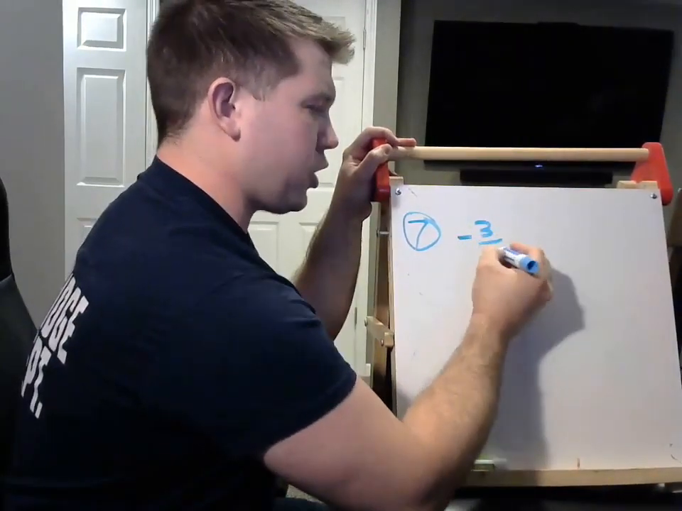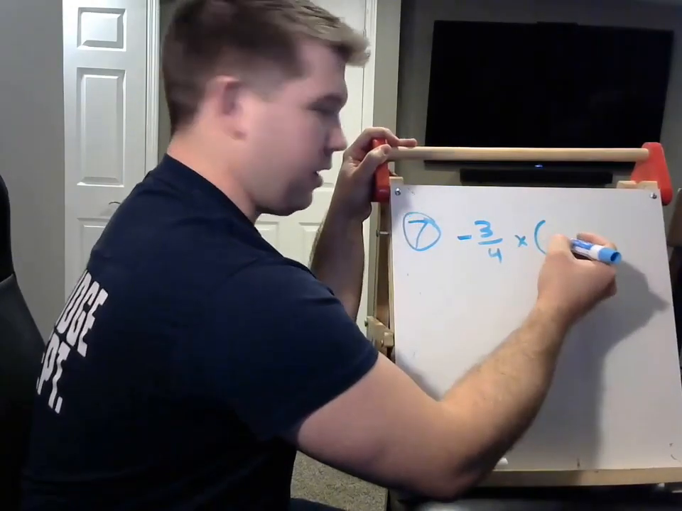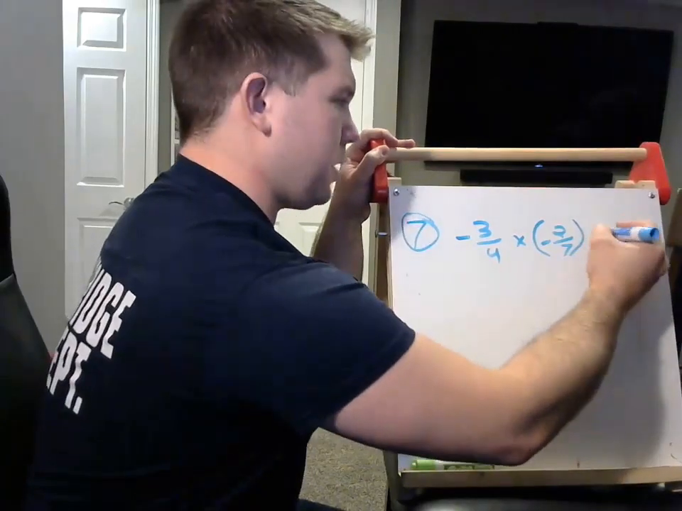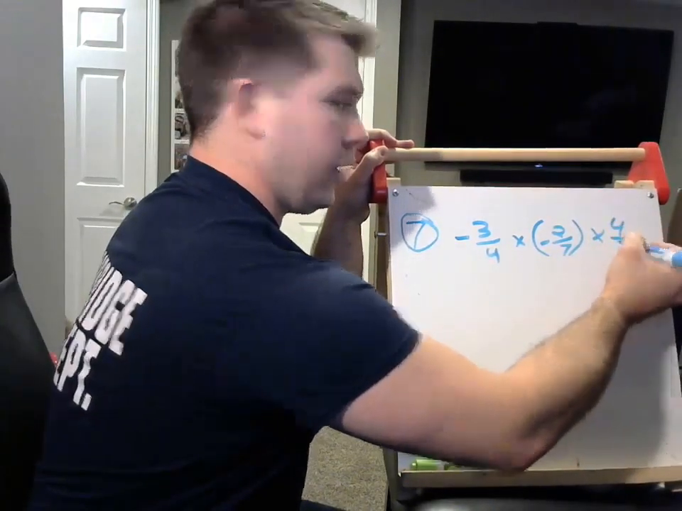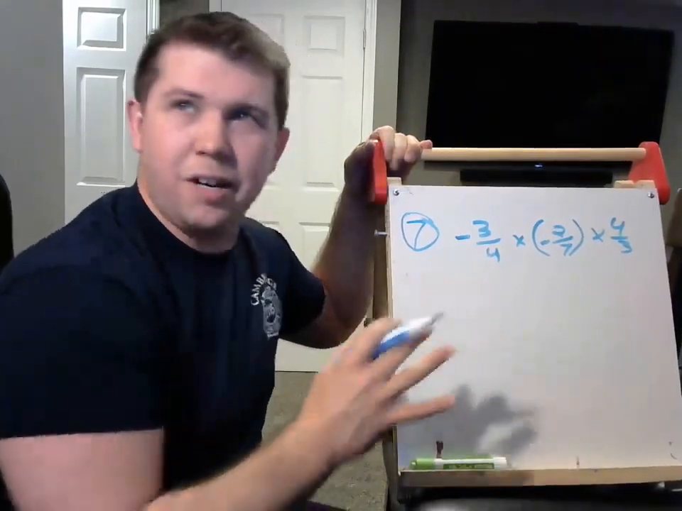So number 7, it says you have a negative 3/4, and this is just understanding how fractions work, guys. You've got to understand how fractions work. You're multiplying this by a negative 2/7, and then you're multiplying that by 4/3. Now immediately something should make sense here.